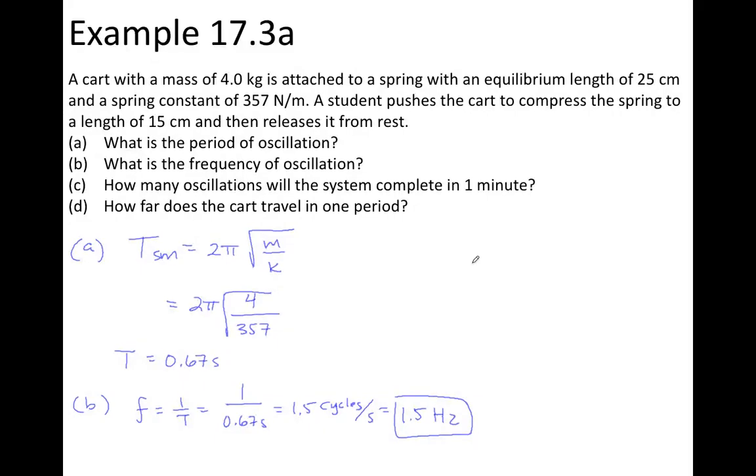Part C wants us to calculate how many oscillations would happen in 1 minute. If we have 1.5 cycles per second, and we want to know how many cycles per minute, every 1 minute is 60 seconds. So we're going to take the 1.5, multiply it by 60, and that's going to give us 90 cycles per minute.